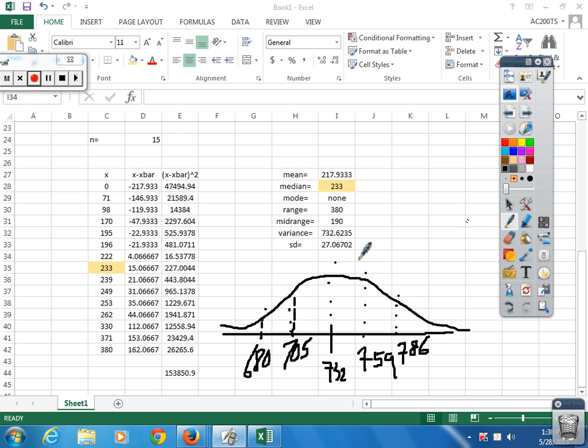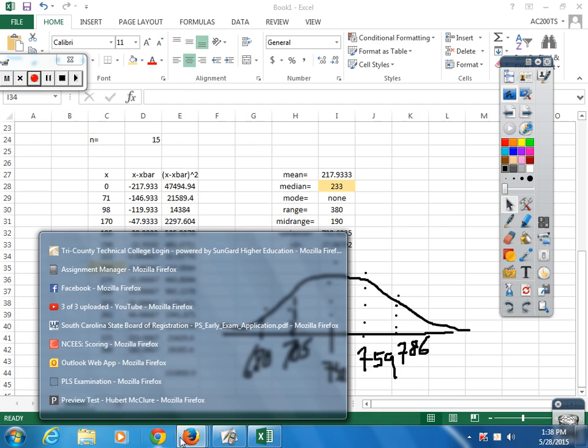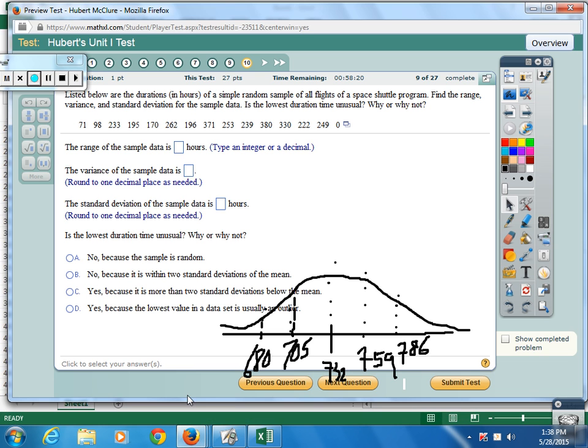And now we can answer the question, whatever they're asking. I have no idea what they're asking. I guess we'll have to look at it. What was our range? 380. Variance? 732.6. Standard deviation? 150. So that'd be 0.6. All right, what about the standard deviation?